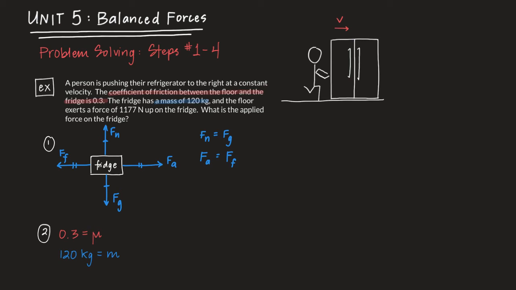Next up, it says that the floor exerts a force of 1,177 newtons up on the fridge. So I'm going to write down 1,177 newtons. What is that force? Well, it's the normal force. The force that the floor pushes up on the fridge is my normal force. As always, since our fridge is on Earth, we know that the acceleration due to gravity is 9.81 meters per second squared.